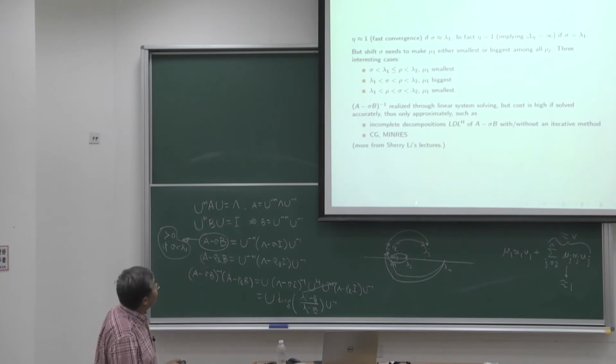Take a piece of paper and analyze when the mu1 is the smallest or largest. Okay, I just mentioned that. Why do we like the first case? Because you can use a conjugate gradient. The other two cases you can do using incomplete decomposition of A minus rho B and some kind of iterative method. Sherry talked about that, so I won't mention it.